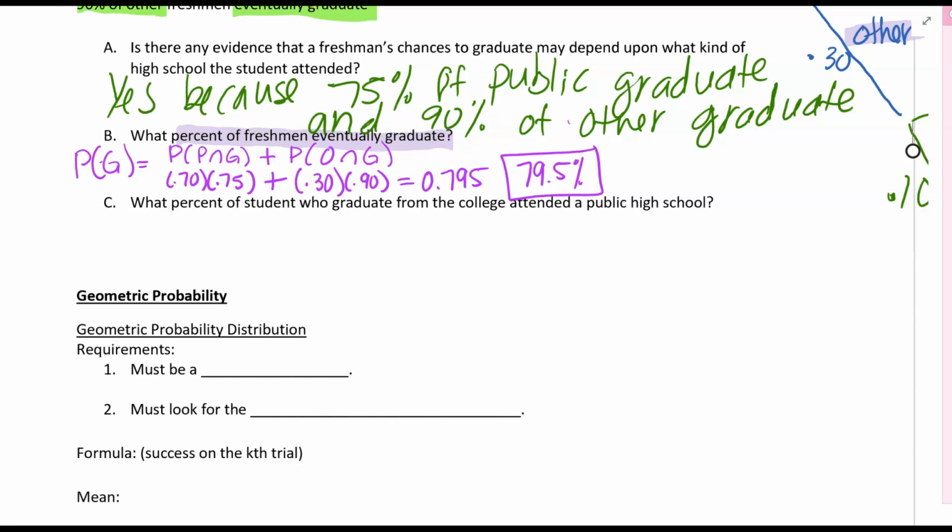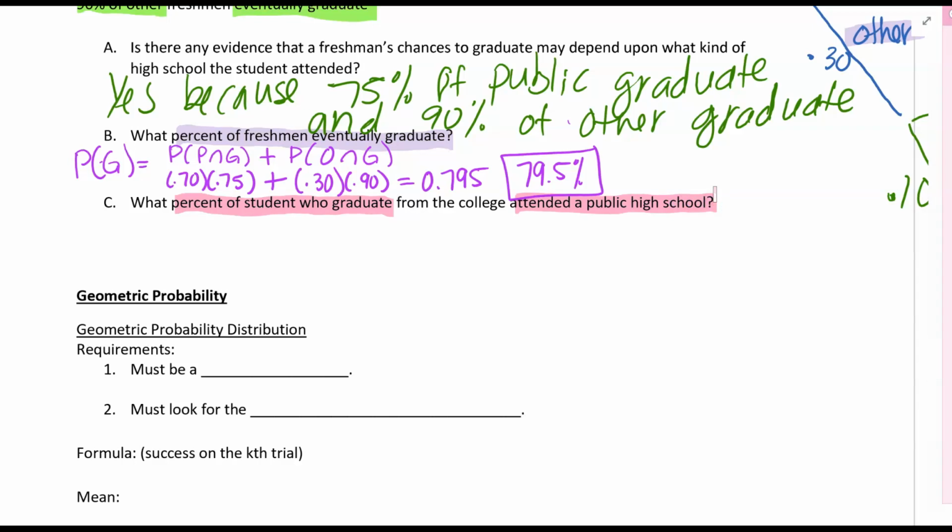All right, let's look at part C now. Sorry, we keep going on tangents, so I apologize. No worries. Okay, focus. Part C says, what percent of students who graduate from college attended a public high school. So that is a conditional statement right there.